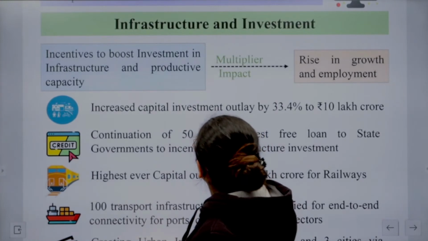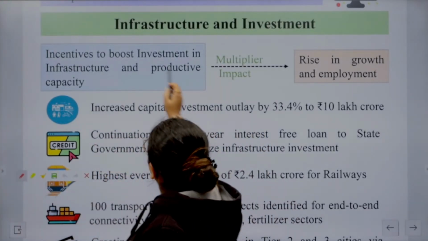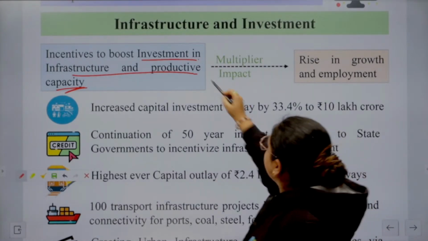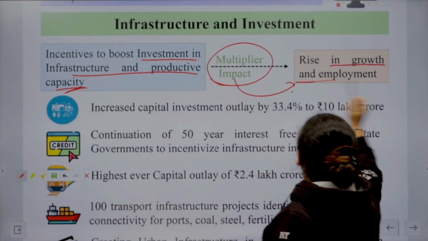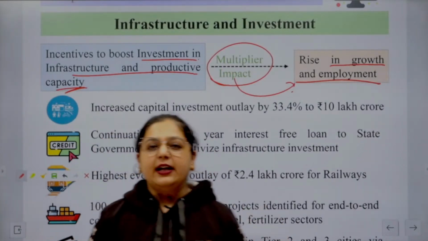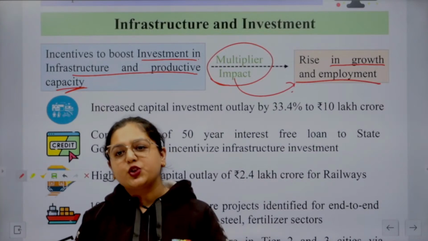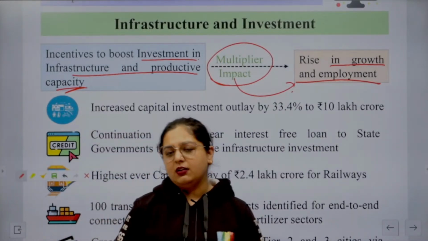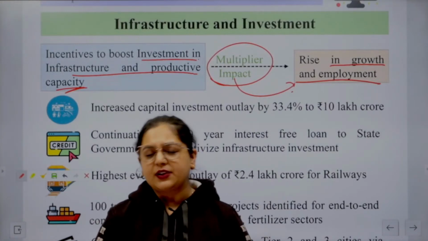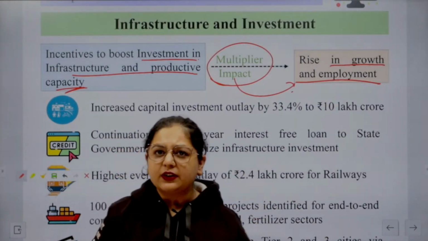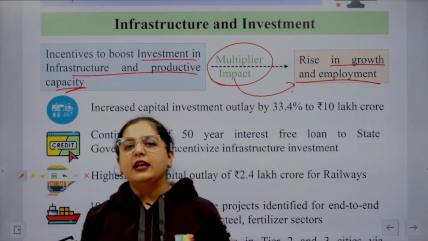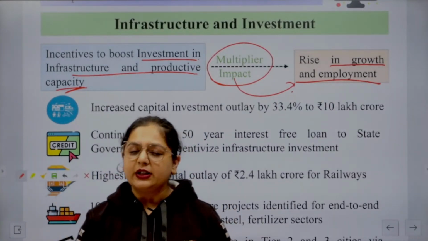Then next, if we speak of infrastructure and investments, the incentives to boost investment in infrastructure and productivity capacity are being focused on, and this will have a multiplier impact and lead to a rise in growth, of course in terms of real GDP and nominal GDP, and in enhancing employment opportunities in India as well. Whenever the government invests in infrastructure, on one hand it builds the assets of the nation, it improves the livability of the nation, and on the other hand it improves the employment conditions and employment opportunities as well, right?